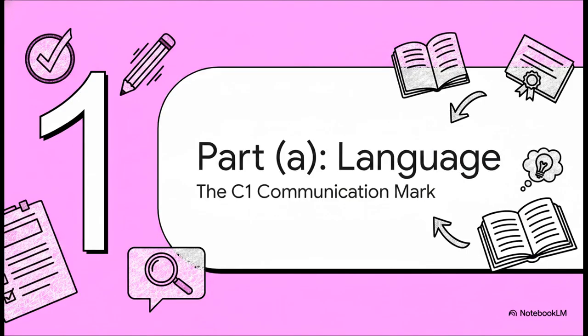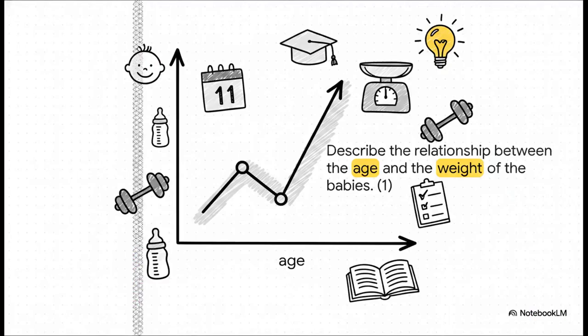Okay, let's start with part A. This is just a single mark question, but it's the perfect example of how choosing your words carefully is the key to banking that first point. So the question is, describe the relationship between the age and the weight of the babies. You see, it's worth 1 mark, and the mark scheme calls this a C1, or a communication mark. That's a huge clue. It's telling us that the words we choose are literally what's being graded here.